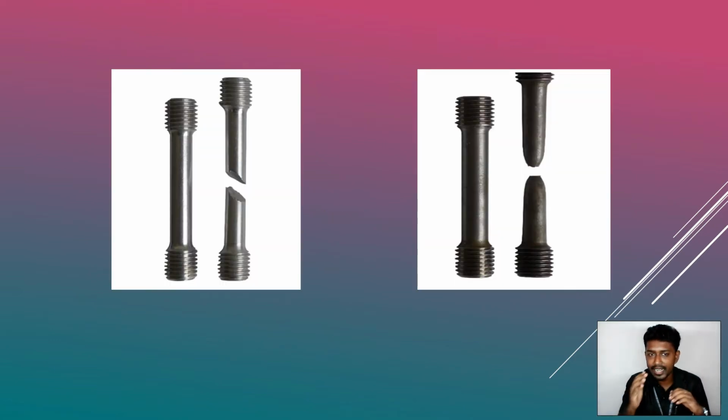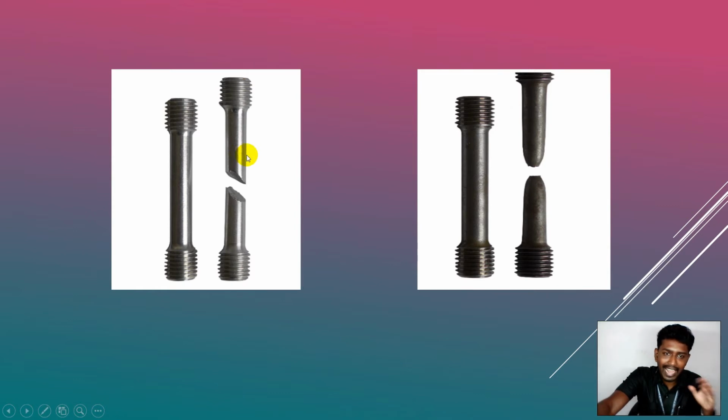In order to understand ductile fracture and brittle fracture, here I have shown you two images. These images I got from experimental work. Here I have considered two cylindrical rods, one here and one here, and I have applied a tensile load to both the rods. At the end of the experiment, I found that in the first case it is observed in such a manner, and in the second case in another manner.